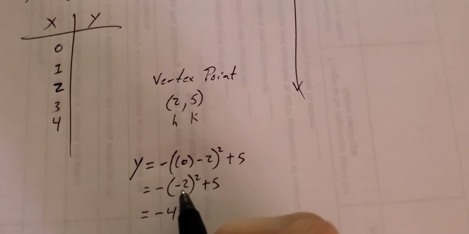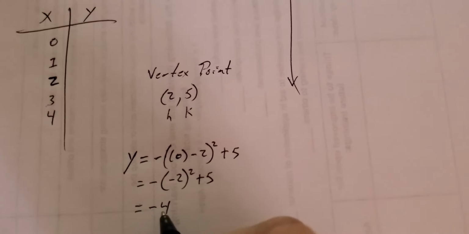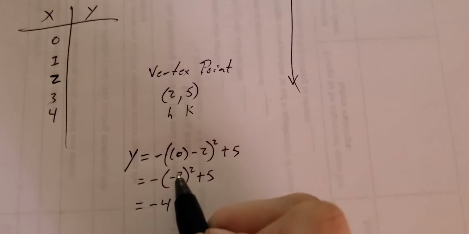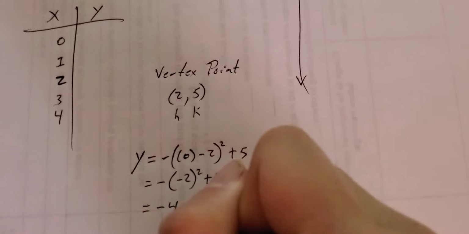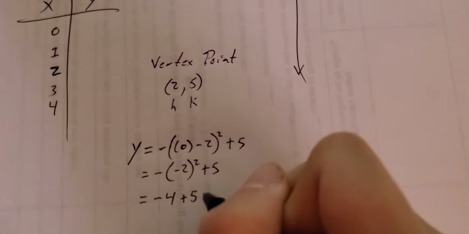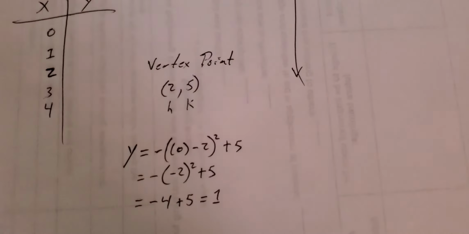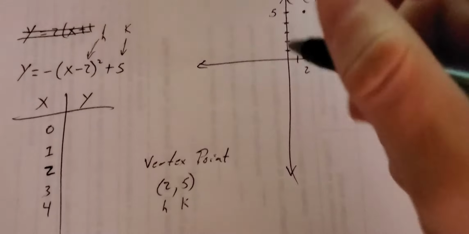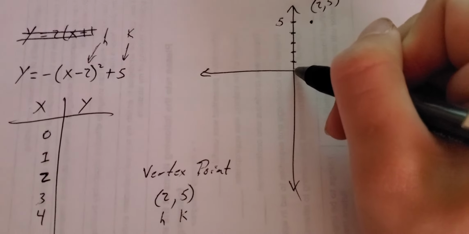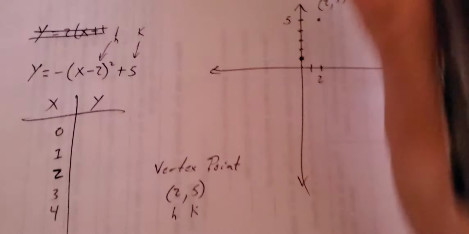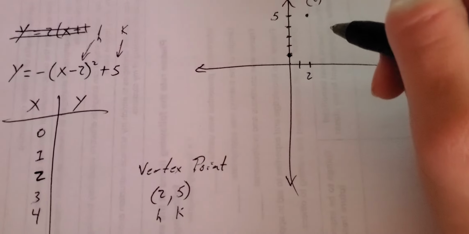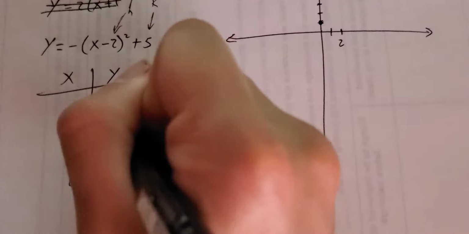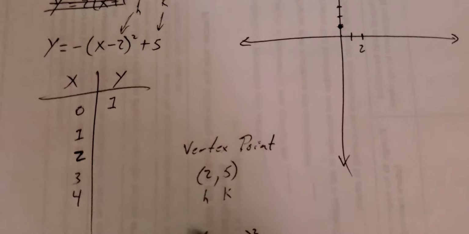Remember, negative 2 times negative 2 is positive 4, times the negative, negative 4. Don't forget the plus 5. Negative 4 plus 5 is equal to positive 1. So at x equals 0, my y value is 1. There's my point, my first point. Let's see the second one.